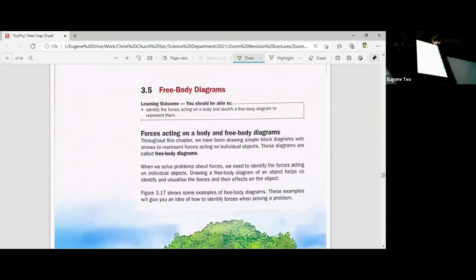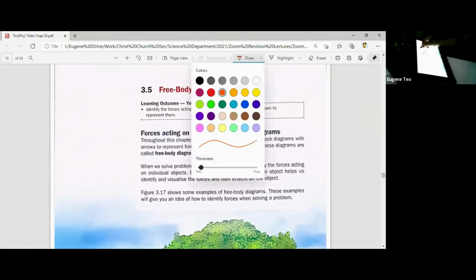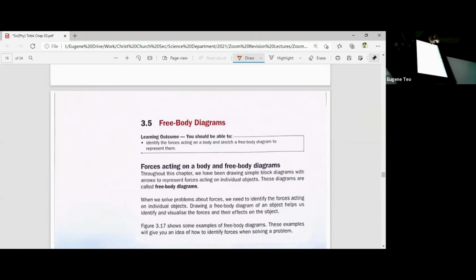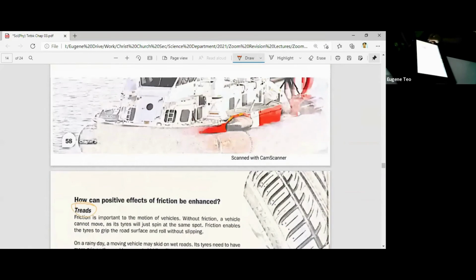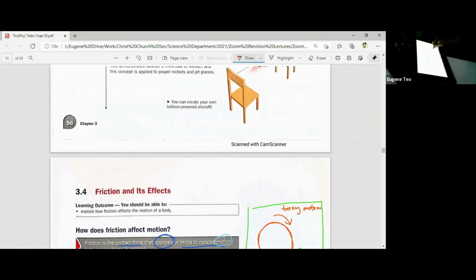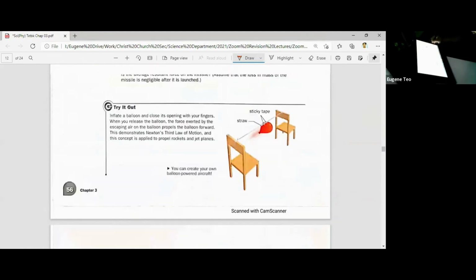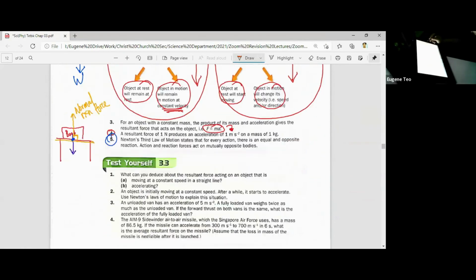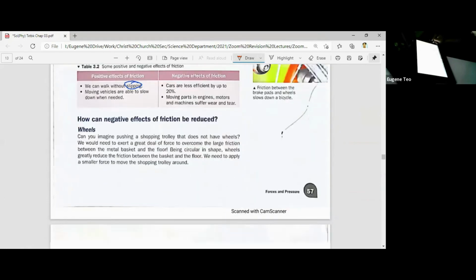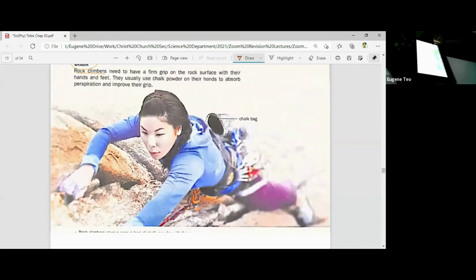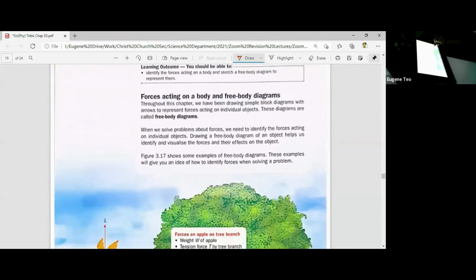Last one, 3.5. Last one for forces itself. Free body diagrams. So actually all this drawing that I've been drawing, this wheel thingy, this box thingy, this car thingy, this book thingy, all these are actually the free body diagram. So along the way I've actually been seeing free body diagrams. So free body diagrams, actually what are they?